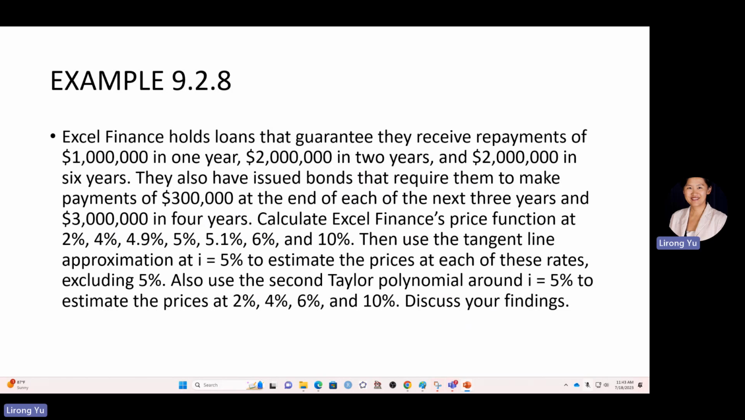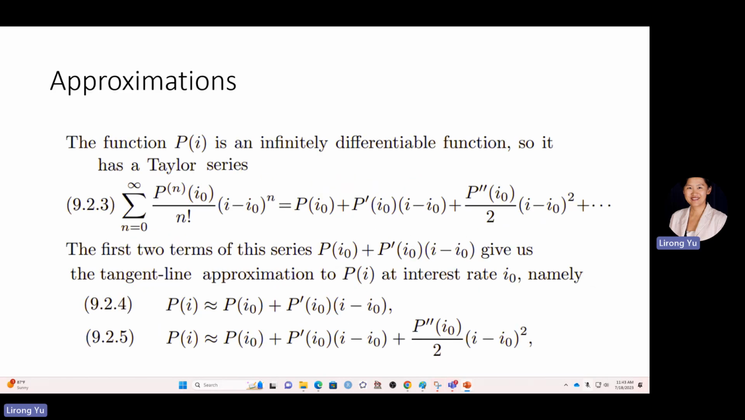So this is applying the notion that we had earlier that we could use a degree 1 approximation 9.2.4, and we could also use 9.2.5 as an approximation. But if we are doing this kind of approximation, we need to know the value, the first derivative, the second derivative, and P, of course.